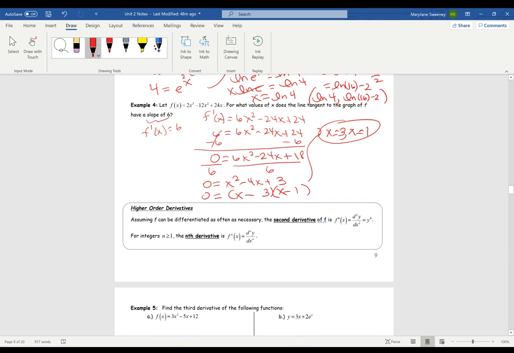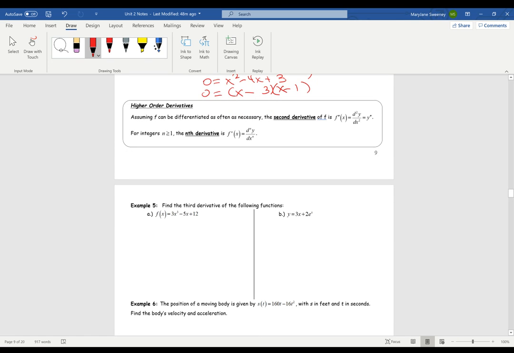They're just talking about how second derivative is written, first derivative is written. Okay, so they're saying to find the third derivative. If they give me f of x, I'm going to say, okay, f prime of x, which is the first derivative, 9x squared minus 5. Then f double prime of x, which is second derivative, is the derivative of the first derivative. And then f triple prime of x is 18.